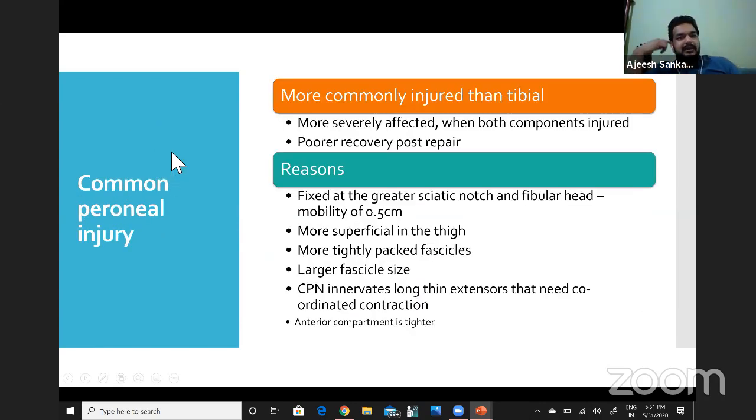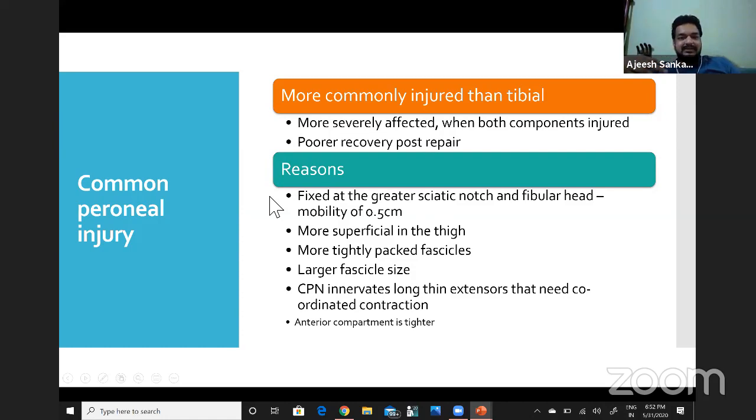So I think a very common question in examinations is, why is the common peroneal more commonly injured than the tibial component? It's not just more commonly injured; when both components are injured, it's often more severely affected. And even after a repair, if you repair both the common peroneal and tibial components in a sciatic nerve injury, it usually has poor recovery post-repair as well.